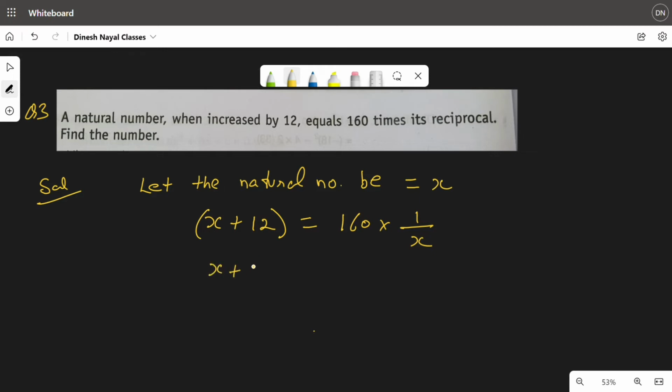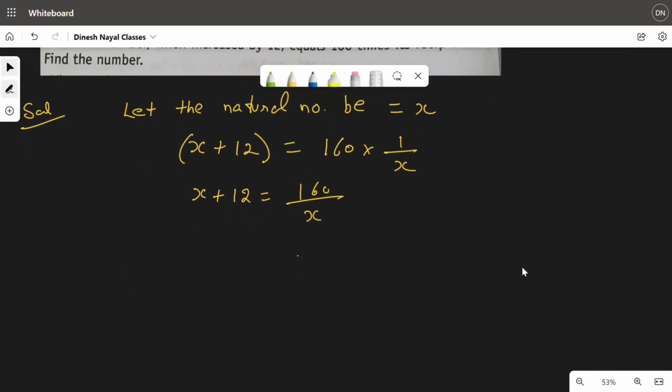So this can be written as x plus 12 equals 160 by x. Now what we are going to do is multiply throughout by x. So this will be x square plus 12x equals 160, because 1 by x and x will get cancelled. So this will be x square plus 12x, taking 160 to the right side, minus 160 equal to 0.